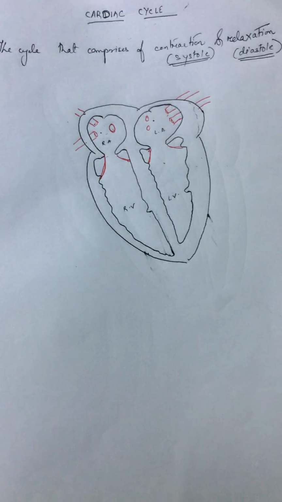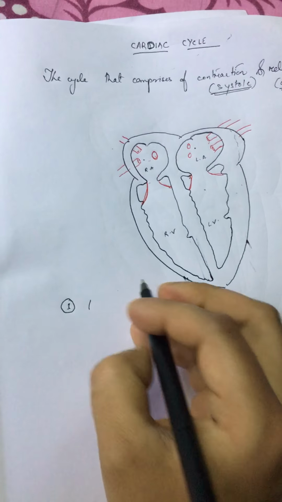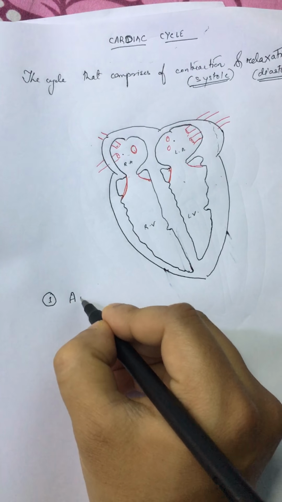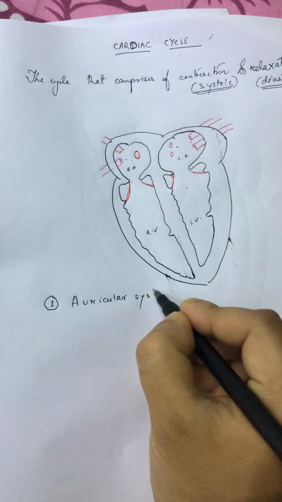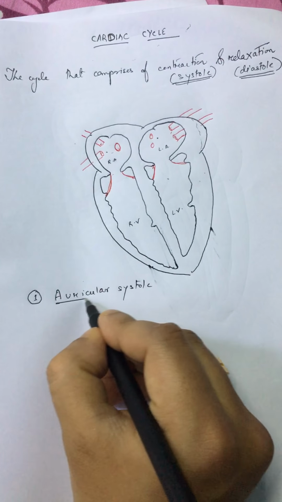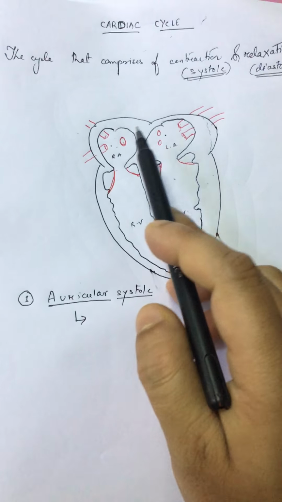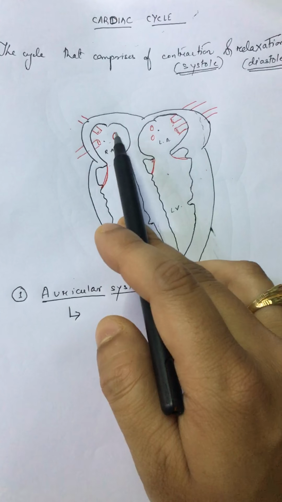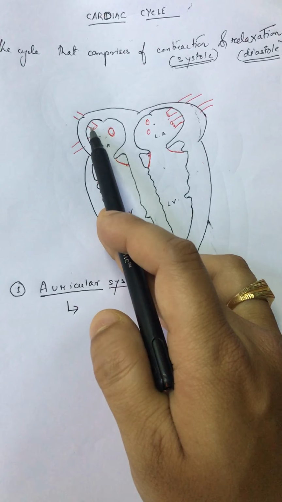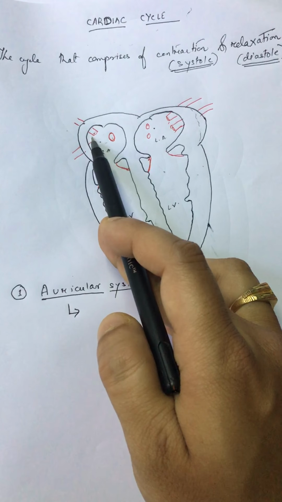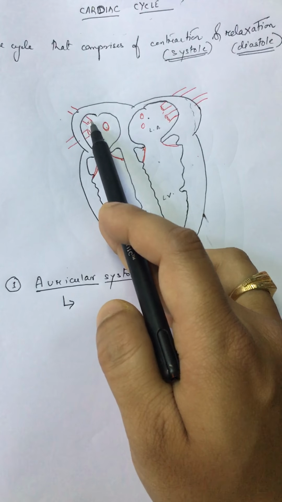The papillary muscles. Okay, so first of all let's discuss the first phase of the cardiac cycle, that is auricular systole. Systole means contraction. Now, when the SA node generates the impulse, the SA node is present just on the right-hand side of the right auricle, near the opening of the superior and inferior vena cava. Okay, in the conducting system I have discussed.